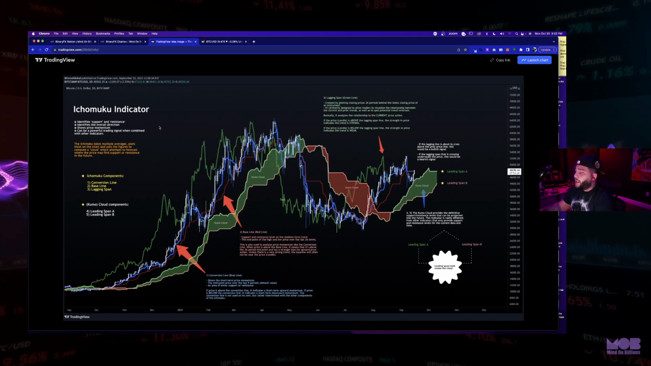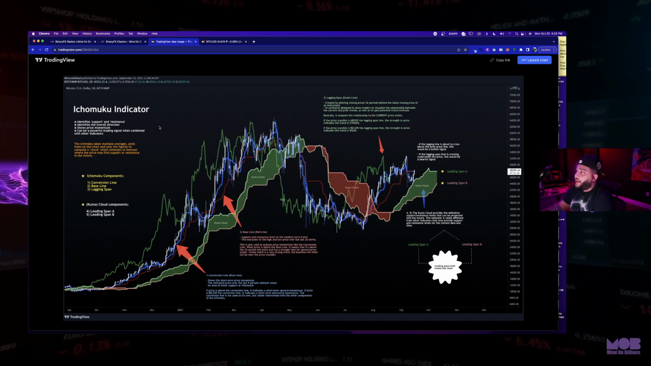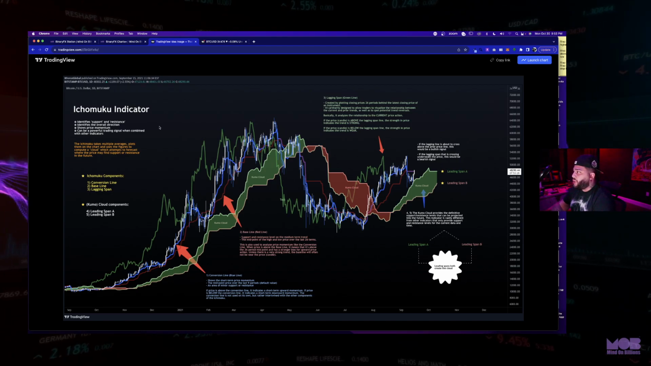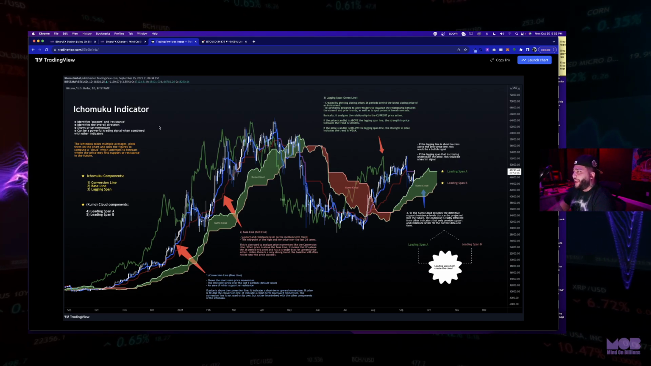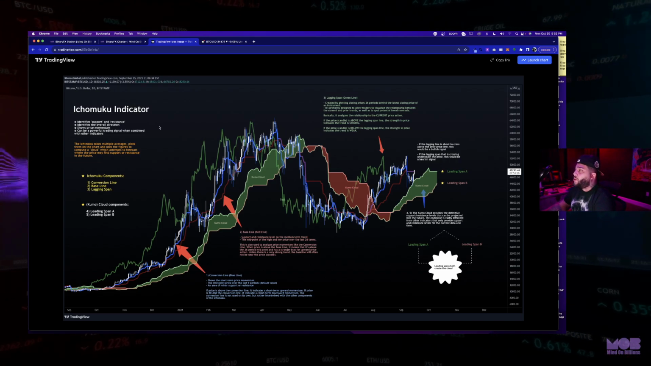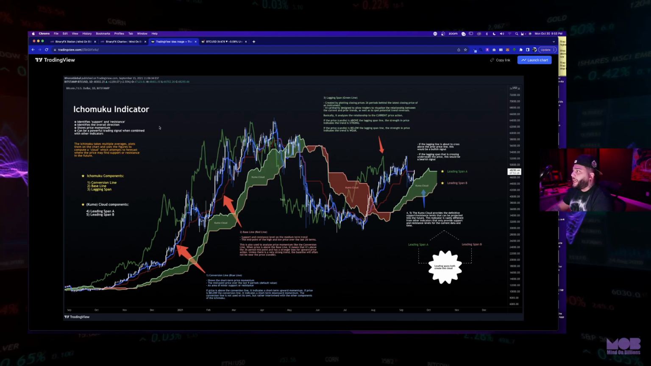All right, number one, this indicator can make your chart extremely busy. I do not like my charts to look too busy, so I like to clean it up. But before I do, I have to break everything down in a way that you can understand.